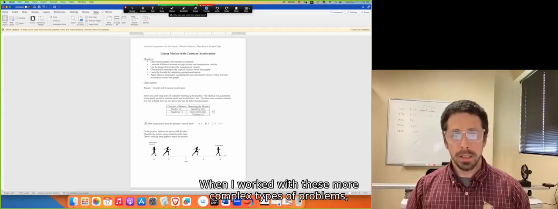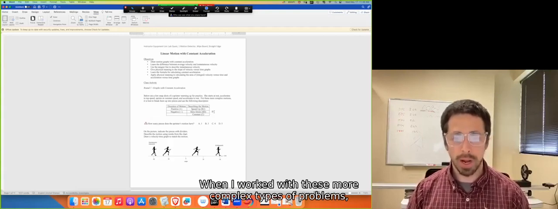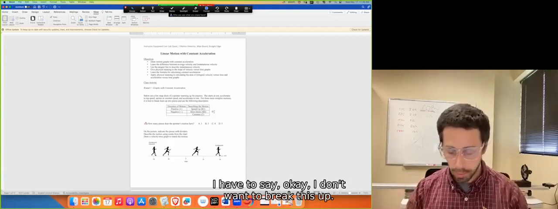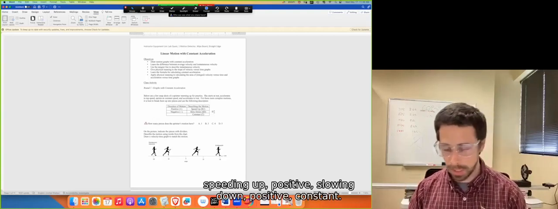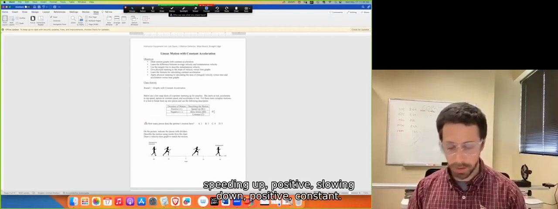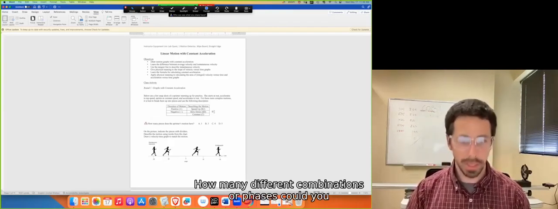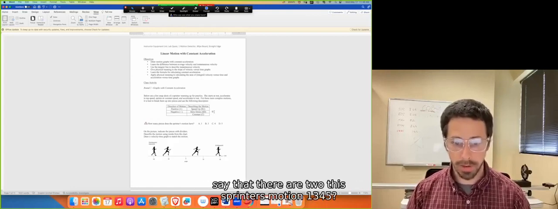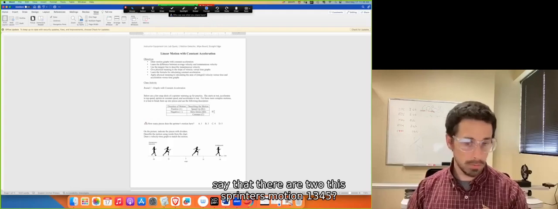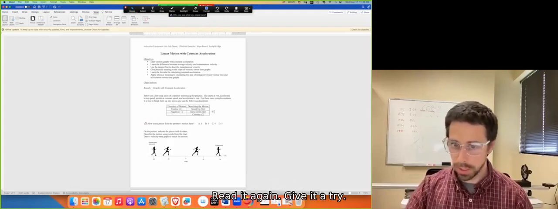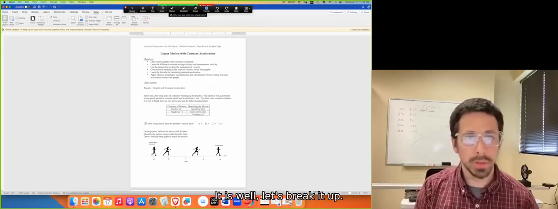Okay. When I work with these more complex types of problems, I want to break this up into pieces where I can say positive, speeding up, positive, slowing down, positive, constant. How many different combinations or phases could you say that there are to this sprinter's motion? 1, 3, 4, 5? Read it again, give it a try.